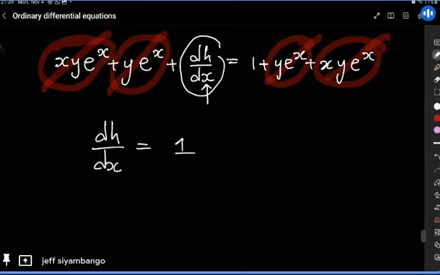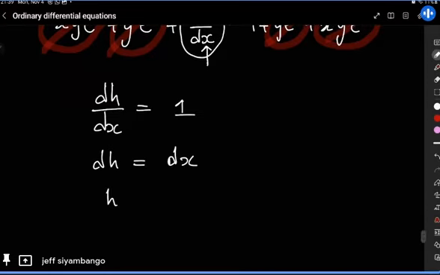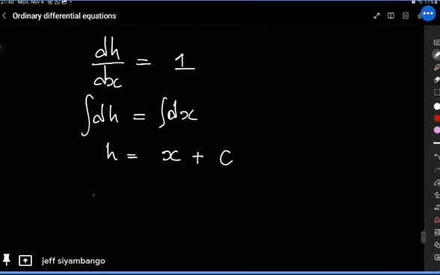So from here, we can easily figure out what h is. When you integrate both sides, since this is just dx, it will just be h. And here, since we are doing it without limits of integration, we have to introduce a constant. Now, this constant will not have a variable, it will just be a constant c. So now we know that h, a function of x, is equal to x plus c. So this is what our h is.